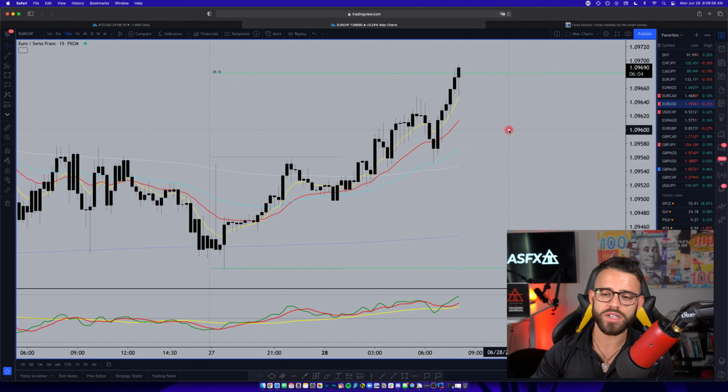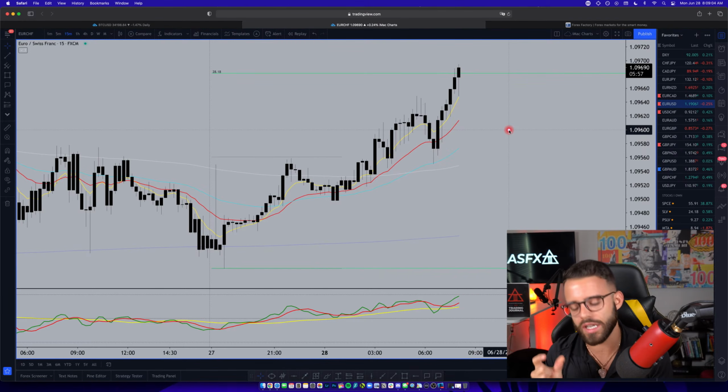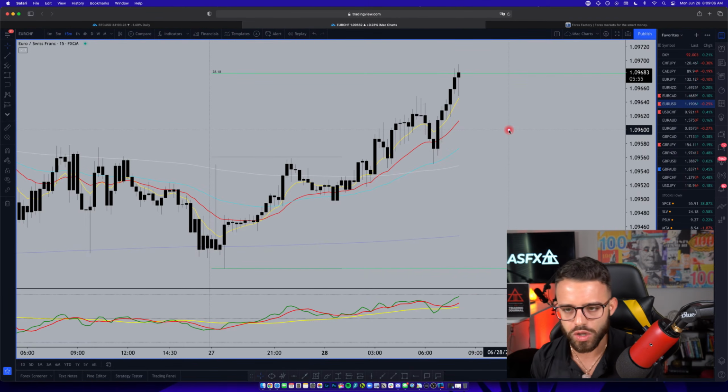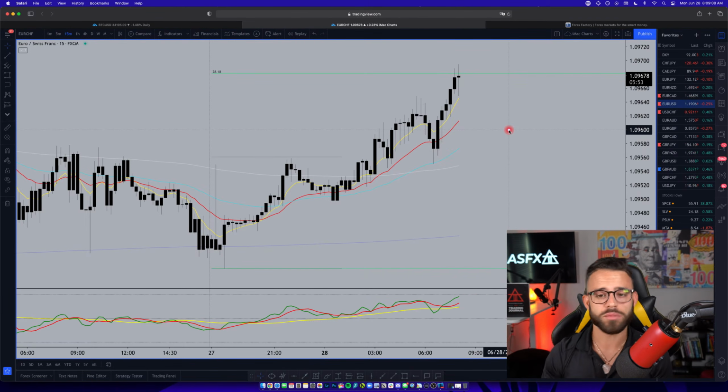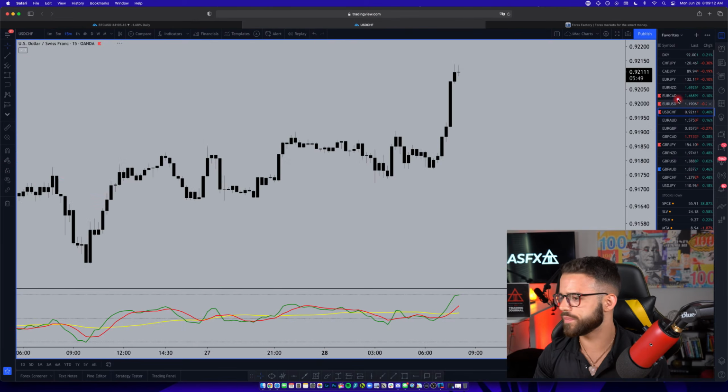If you trade USD or Euro CHF, good luck. In my opinion, USD CHF is tough enough. Anything with a CHF on it is a slow mover. And with those slow movers, plus we have spreads, sometimes it's tough to get good risk reward. Make sense?